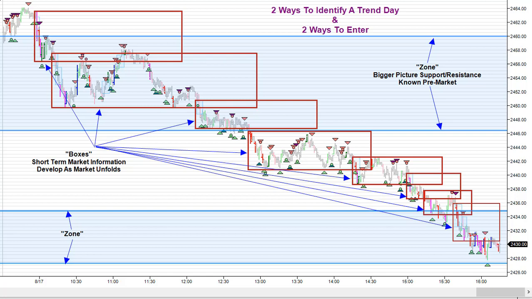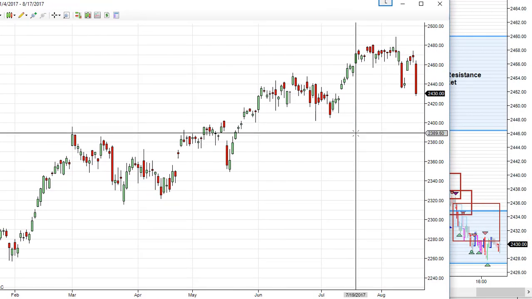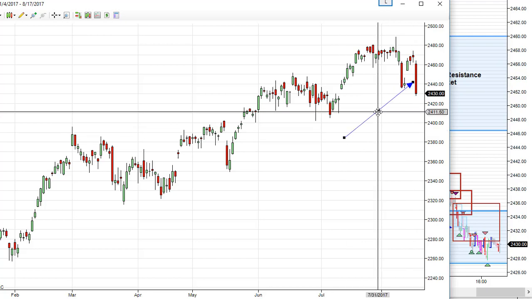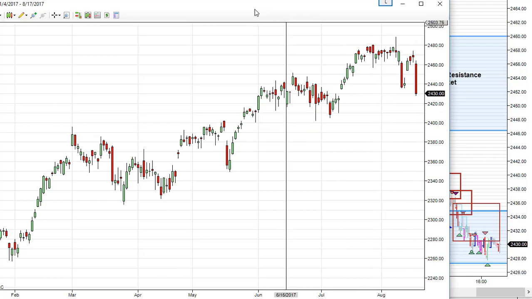It's Thursday, August 17th. We had a pretty strong trend day down today in the S&P. The S&P was down about 1.5%. I mean, you can really see that on a daily chart how it really stands out. Pretty strong down day today in the S&P.